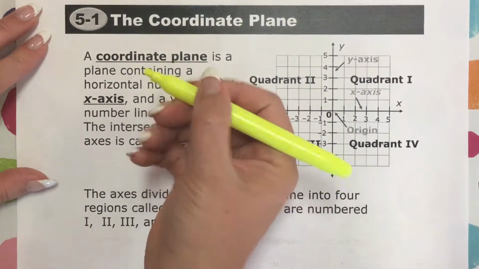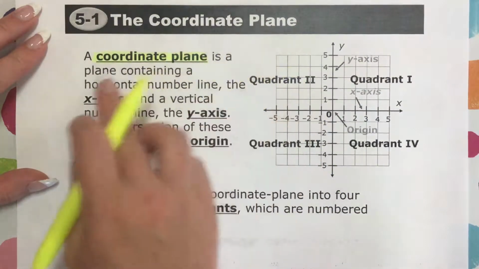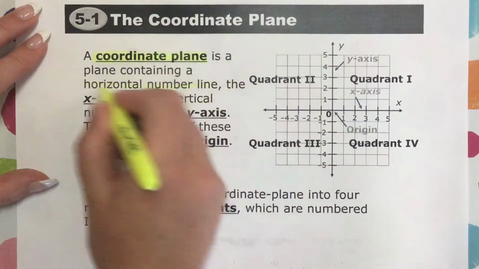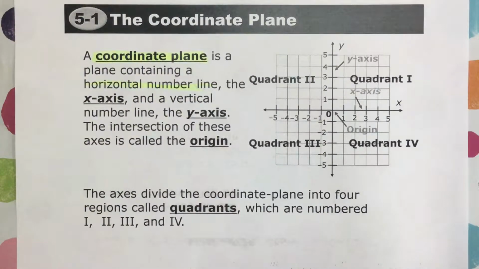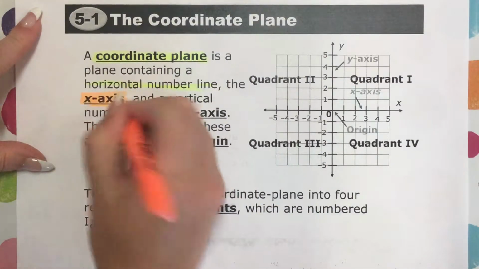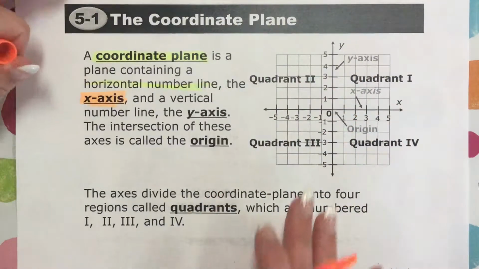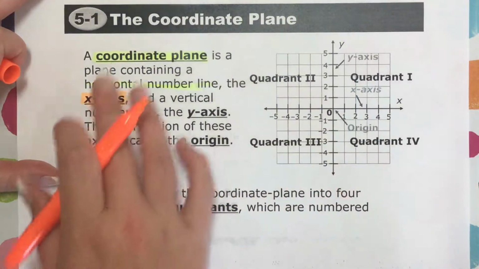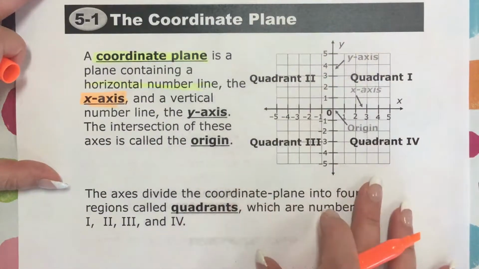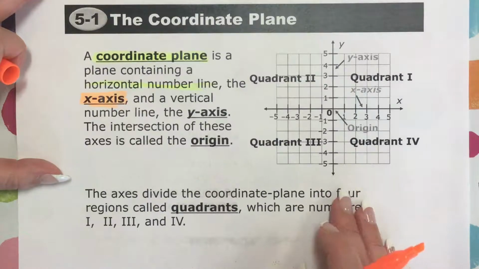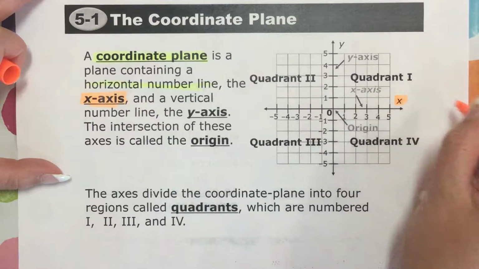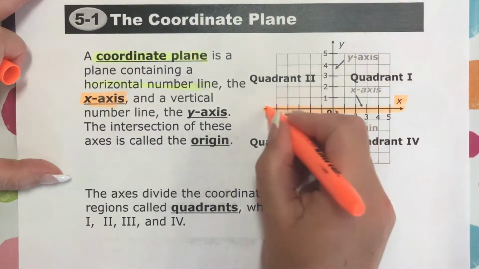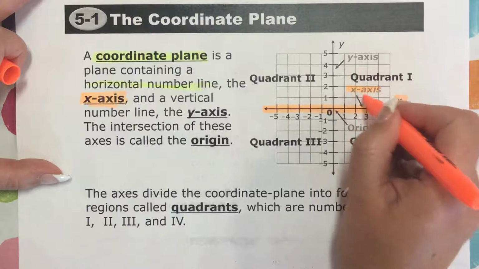A coordinate plane is a plane containing a horizontal number line called the x-axis. So this picture over here is what a coordinate plane is, and there's a lot on it right now, and we're going to go over all of it. The whole thing as a whole is called the coordinate plane. The horizontal number line right here is referred to as the x-axis.